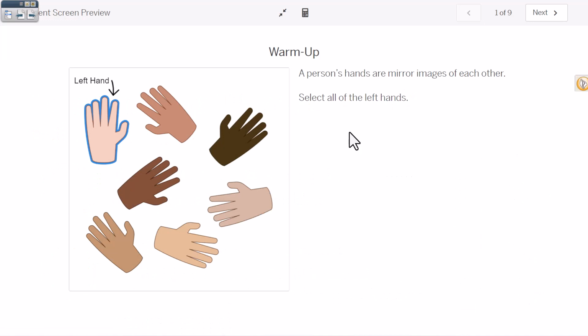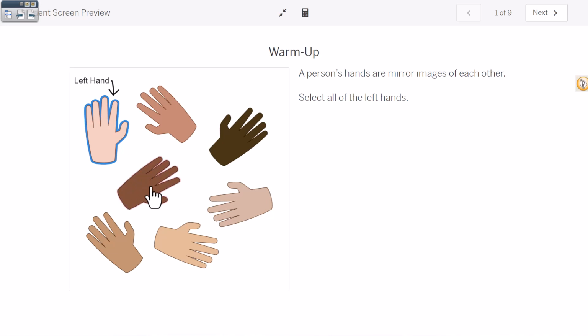In class today, we started our discussion of congruence by looking at all of these figures where a person's hands are mirror images of each other, and we're asked to select all of the left hands. If I wanted to find all of the left hands, the ones that look like this, this left hand is palm down, and the thumb is coming off to the right of the hand. So let's find all the other ones that are left hands, that are palm down.